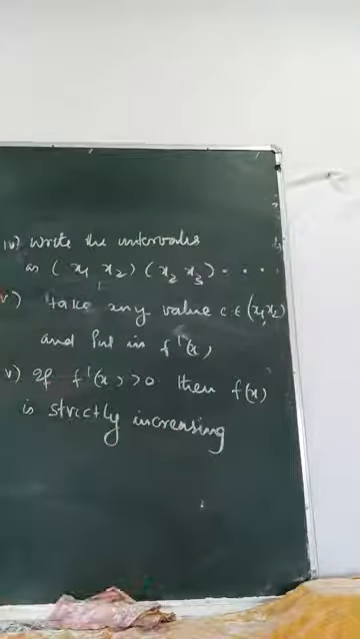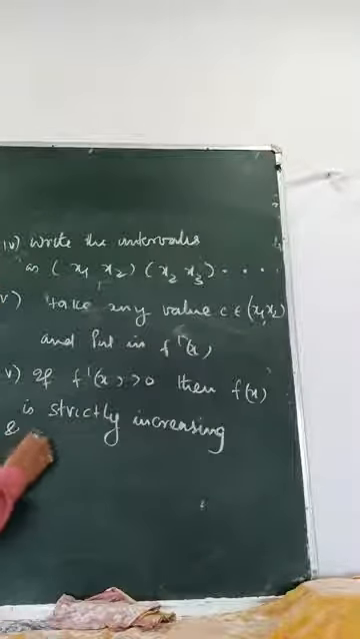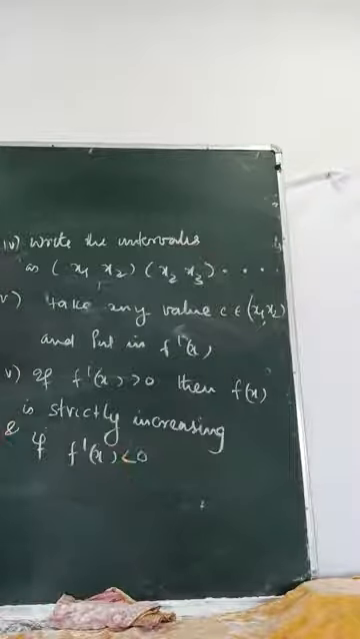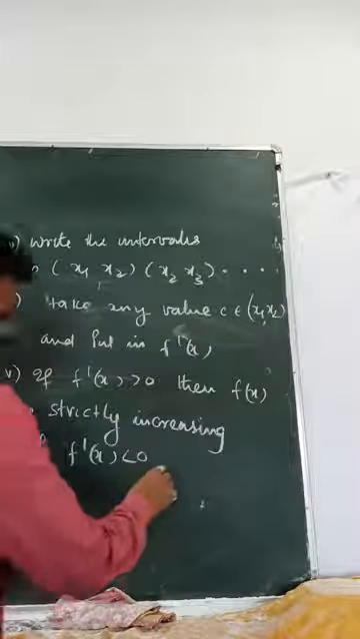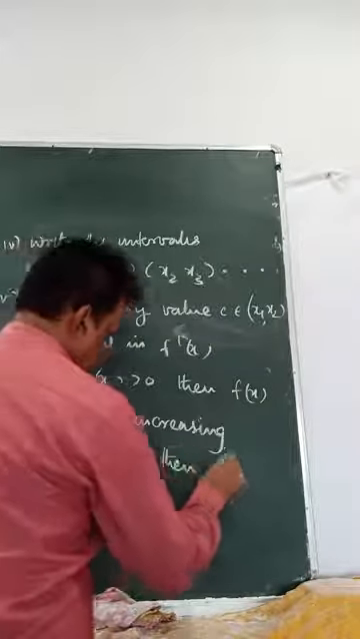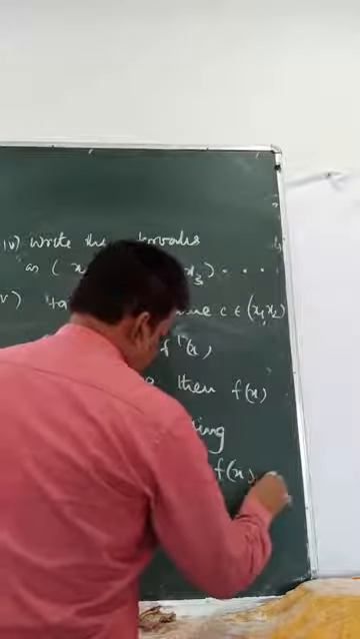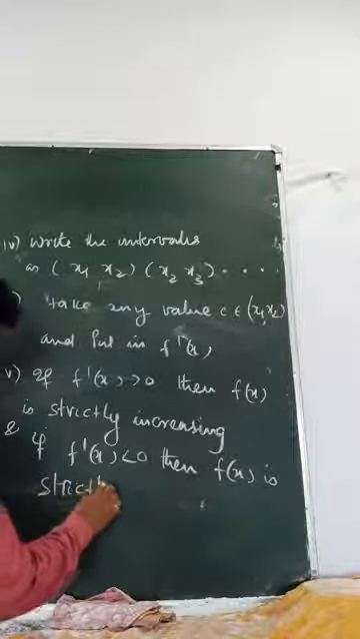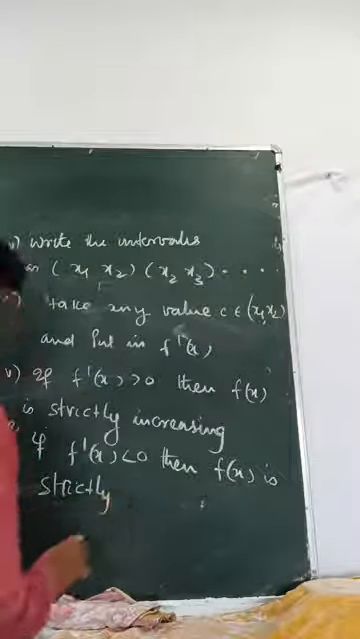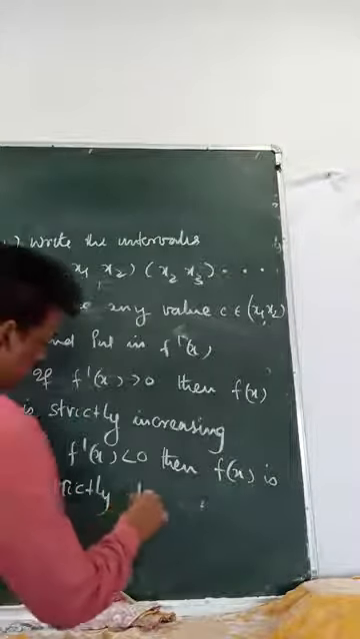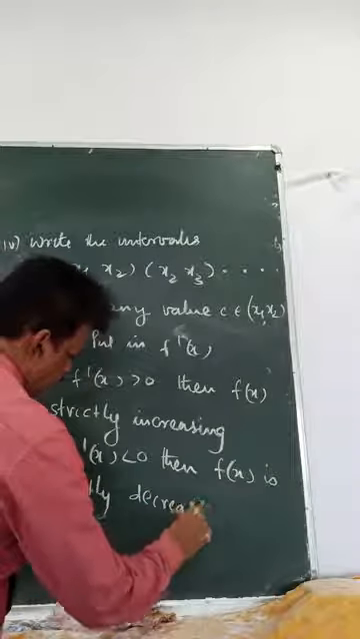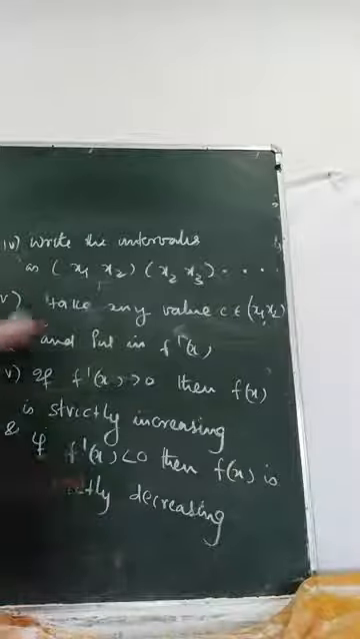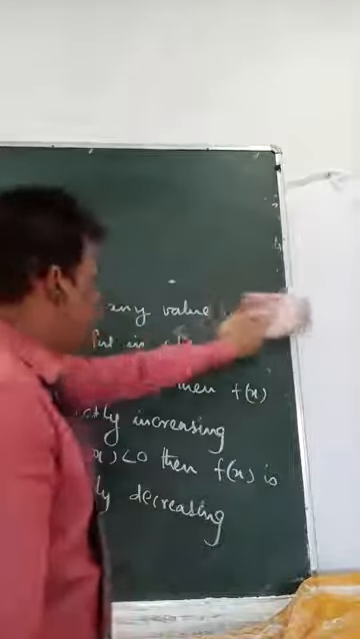Okay, and if f dash x is smaller than 0, then f(x) is strictly decreasing. Okay, let's take a few questions on this to sort it out.